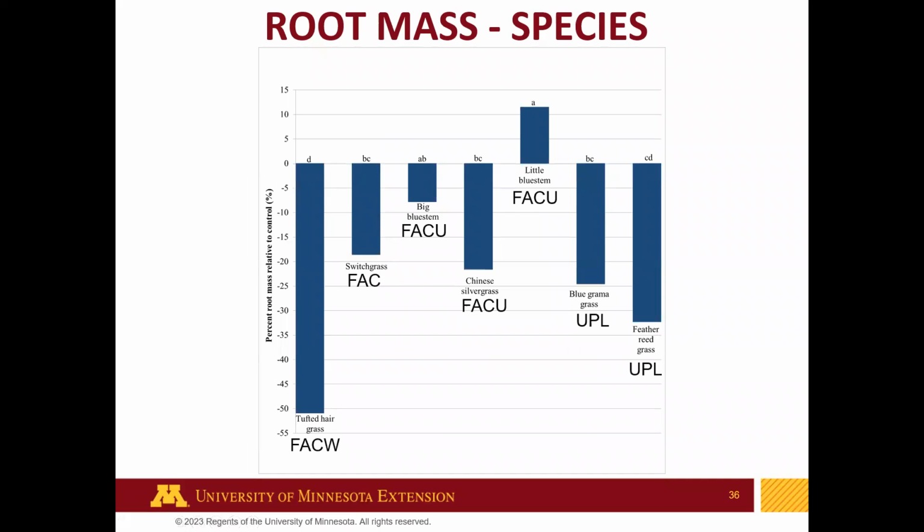For root mass, again, we have a species main effect. This time we have little bluestem that has the highest percent root mass relative to the control, although not significantly higher when compared with big bluestem. And similar to the shoot mass, you can see tufted hairgrass in this go around actually had the lowest. It was pretty close to the bottom with shoot mass too, but it had the lowest root mass, although not significantly lower when compared with feather reed grass.